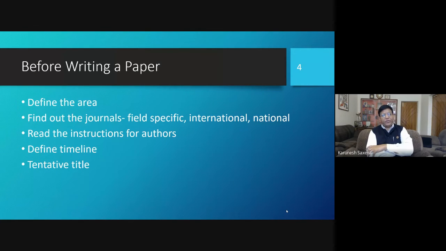Why is it needed to have a field specific journal? About 12 years ago, I was writing a paper with one of my scholars, who is now a professor in Nirma University. That paper was in the field of the marketing of pharmaceutical products, because that was the paper derived from his PhD thesis. Now we were searching for a good international journal.